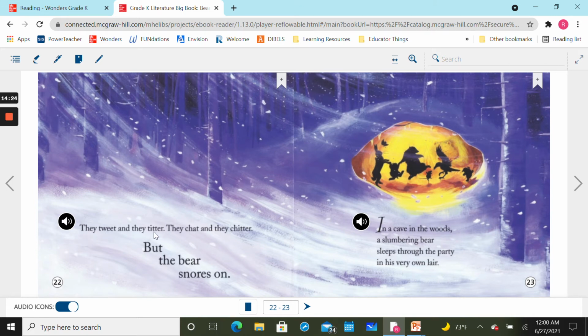They tweet and they titter, they chat and they chitter, but the bear snores on. In a cave in the woods, a slumbering bear sleeps through the party in his very own lair.